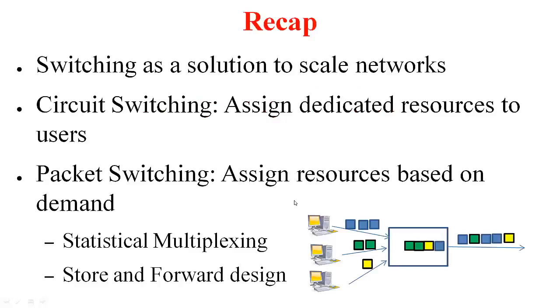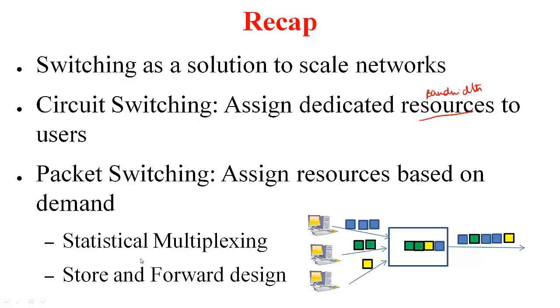Switching is a neat solution to scale up networks. You can interconnect multiple networks through switches and thereby form a much bigger network. There are two types of switching, circuit and packet. In circuit switching, the resources, typically the bandwidth of the link, are dedicated for a given user, whereas in packet switching, these resources are allocated based on demand.